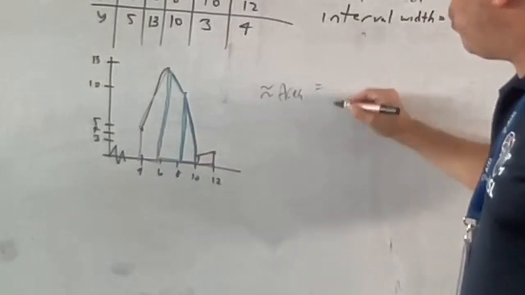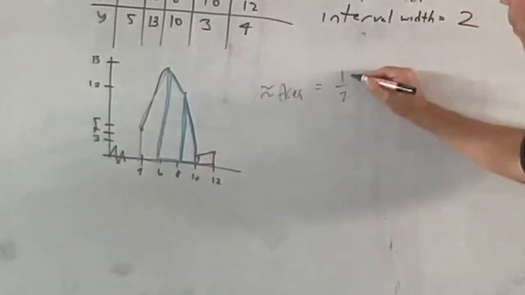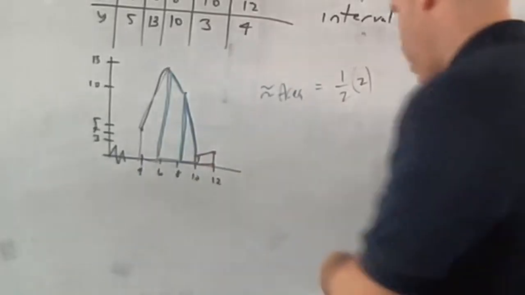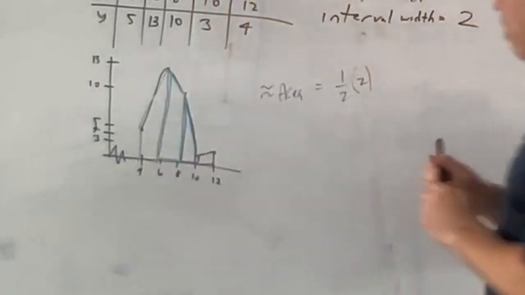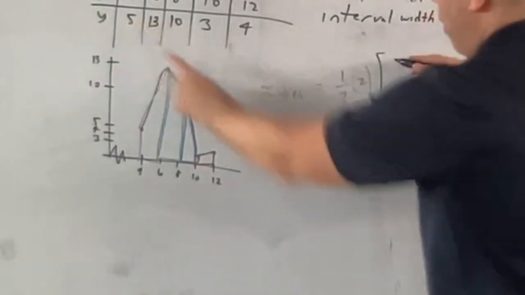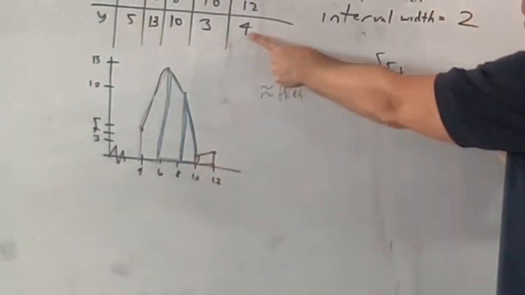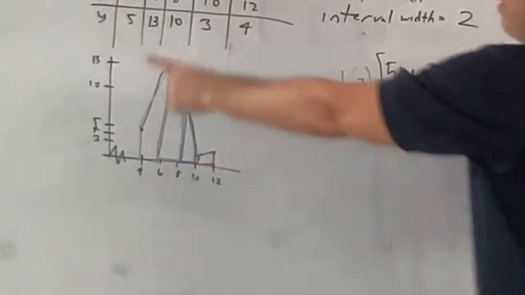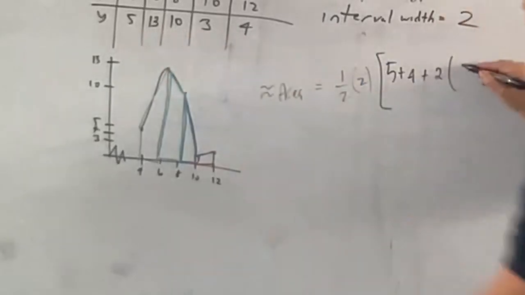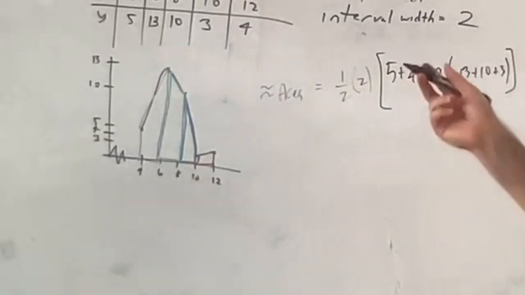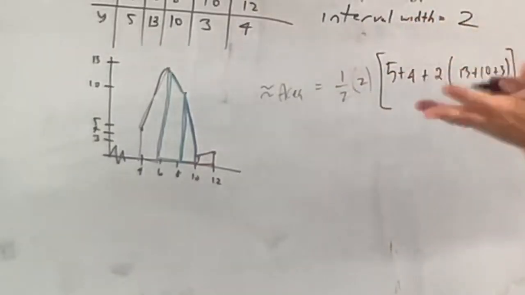it's equal to 1/2 the interval width, which is 2. Let me get my black pen, sorry. 2 times the first height, which is 5, the last height, which is 4, plus 2 times the heights in the middle, 13 plus 10 plus 3. And that's the trapezoid rule. That's it. There's nothing more.